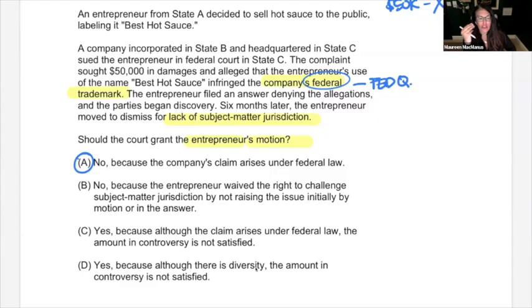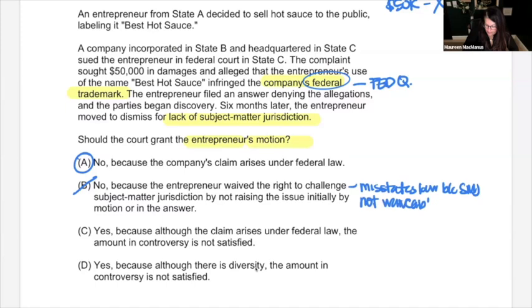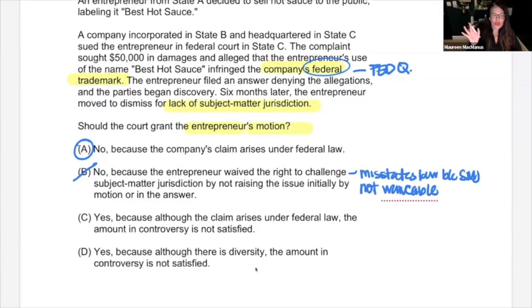So B, no, because the entrepreneur waived the right to challenge SMJ by not raising the issue initially by motion or in the answer. So this is not true. So this misstates the law because SMJ is not waivable. Okay. So that misstates the law. Sorry, it's a little tough to write on the iPad sometimes, but I'm trying to do it cleanly. All right. So yeah, we know that misstates the law.